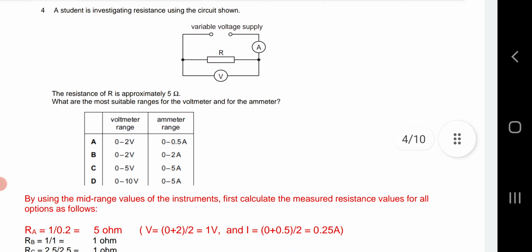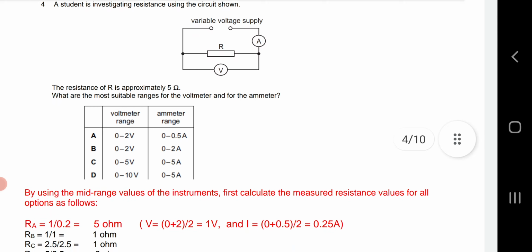Question number 4. A student is investigating resistance using the circuit shown. You can see a voltmeter is connected across the resistance and an ammeter is connected in series with the resistance. So these two instruments, voltmeter will measure the voltage across the resistance and the ammeter will measure the current flowing through this resistor. And we know from Ohm's law that resistance is equal to voltage over current.